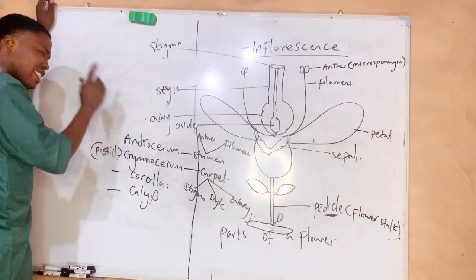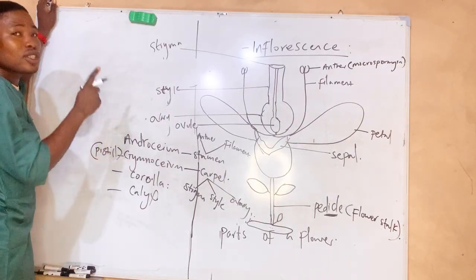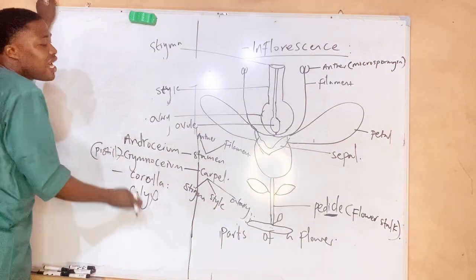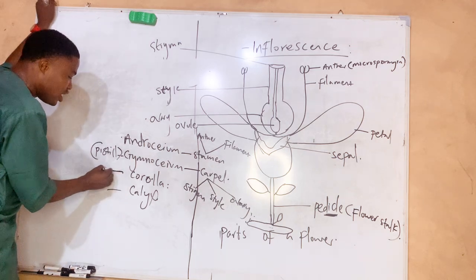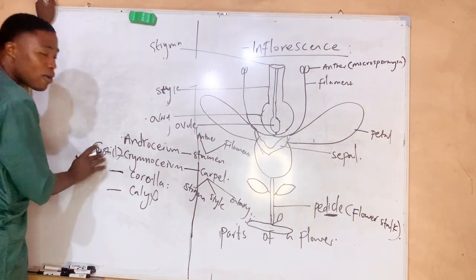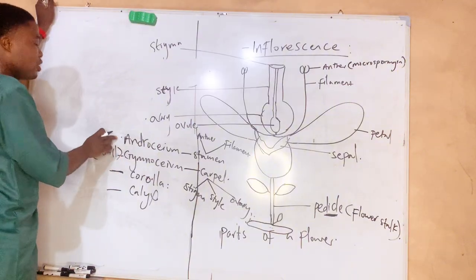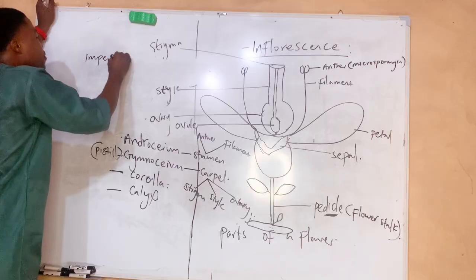Let me say it. When a flower has just one main part, because the male and the female are the essential parts of the flower, while the non-essential parts of the flower are the corolla and the calyx. So when the only essential part in the flower is just the male, it's like a male flower. Such flowers are said to be imperfect.